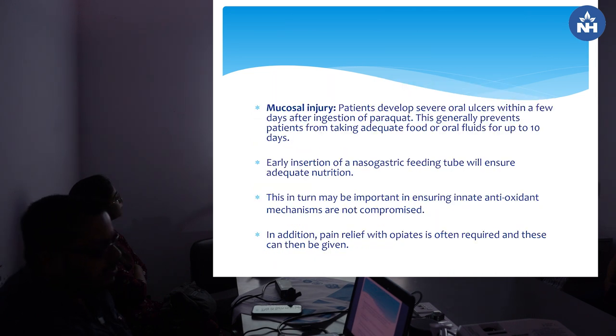And also the mucosal injury. Patients develop several oral ulcers within a few days after ingestion of paraquat. This generally prevents patients from taking adequate food or oral fluids for up to 10 days. Early insertion of the nasogastric feeding tube will ensure adequate nutrition. This in turn may be important in ensuring innate antioxidant mechanisms are not compromised. In addition, pain relief with opiates can also be given.